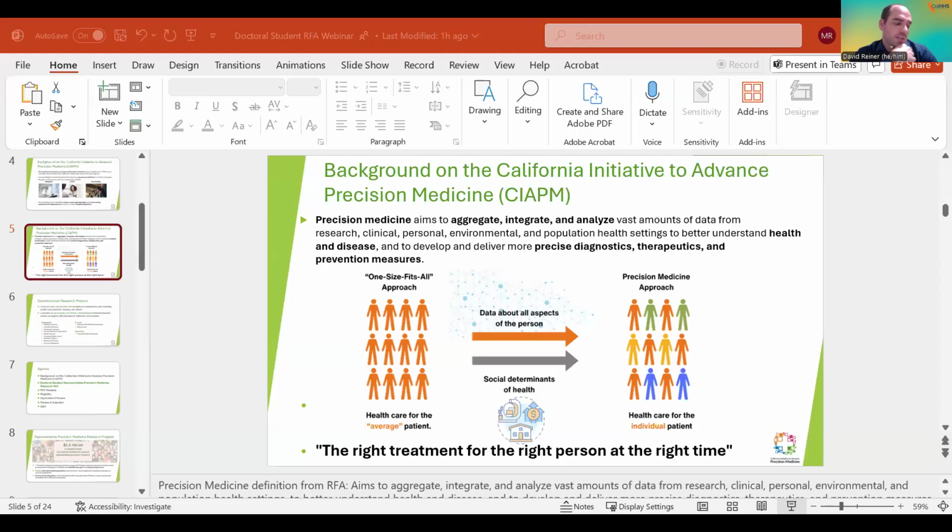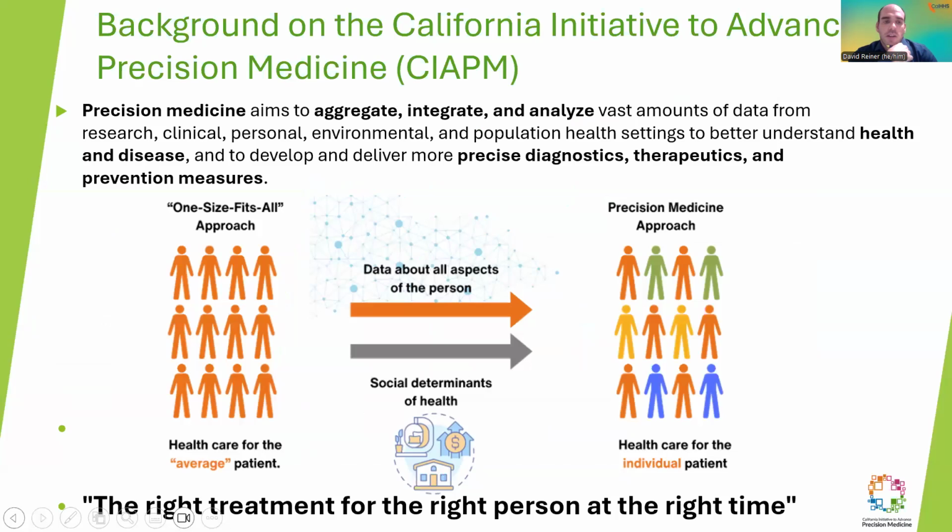While he's pulling that up, I'll just read the definition. Precision medicine is an approach that aims to aggregate, integrate, and analyze vast amounts of data from research, clinical, personal, environmental, and population health settings to better understand health and disease and to develop and deliver more precise diagnostics, therapeutics, and prevention measures. So I wanted to read that definition aloud. And as you can see, it doesn't talk about cellular molecular versus neuroimaging and make that distinction.